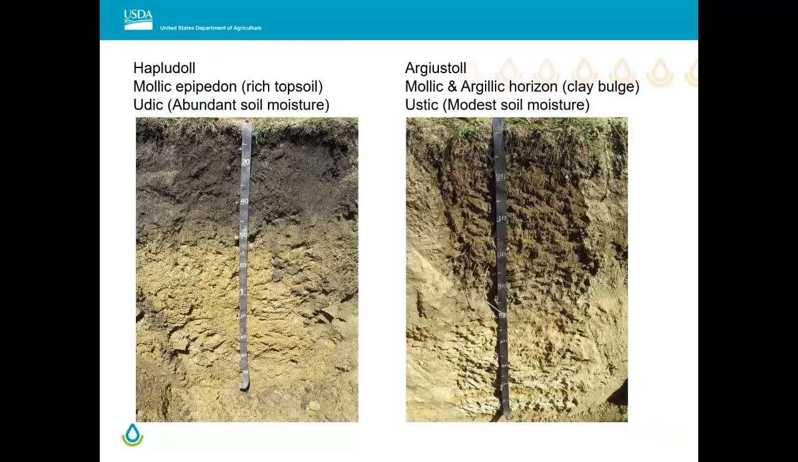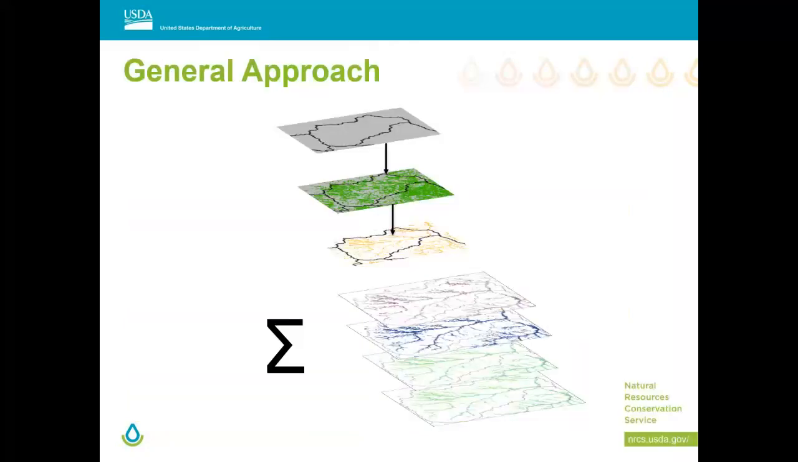So here's the general approach. First of all, here's a nice example of a hapludoll and an argiustoll, with the argiustoll representing soils in the wetter climes of the basin. So the analysis can generally be described as a cartographic model which assigns a suitability score related to how well a site matches up with the dominant soils within a watershed.